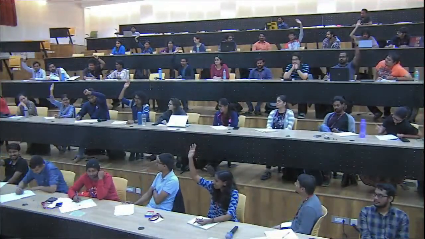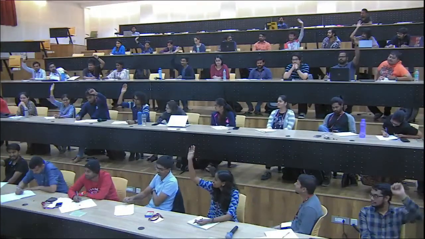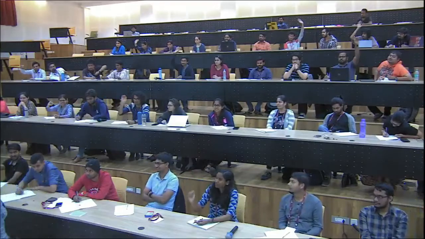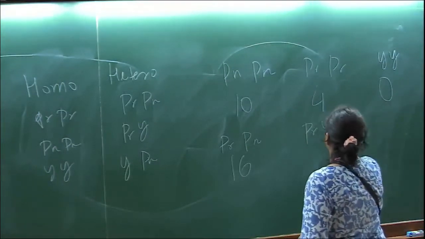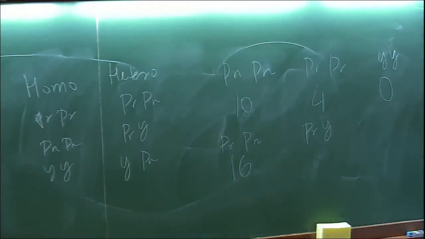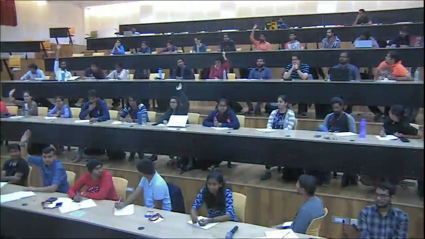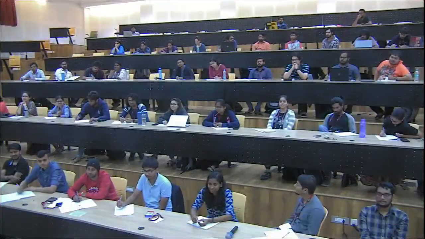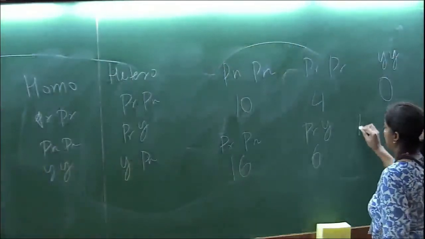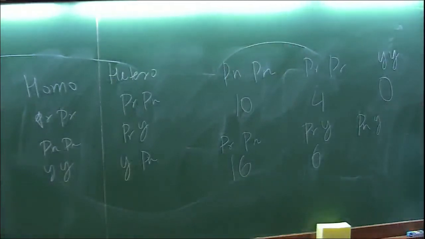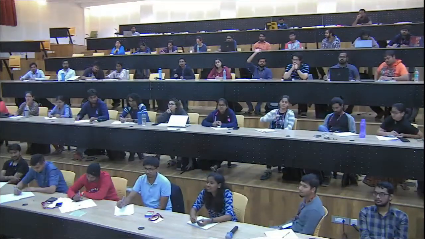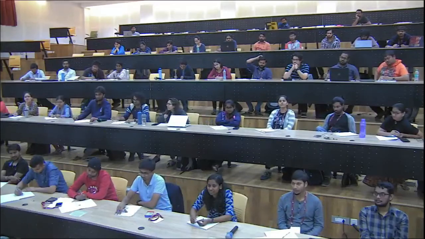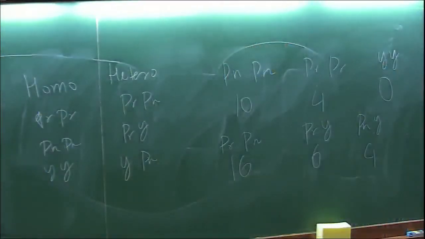1, 2, 3, 4, 5, 6, 7, 8, 9, 10, 11, 12, 13, 14, 15, 16. Purple yellow? 1, 2, 3, 4, 5, 6. Pink yellow? 1, 2, 3, 4. So, 26, 30, 40 people are there. There are 40 people. Not roughly, exactly.